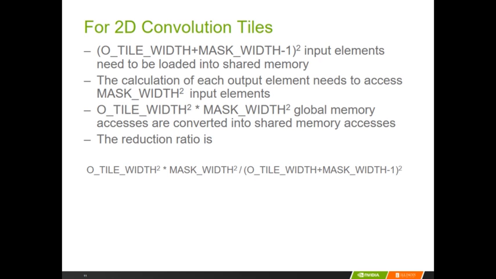So if we take the ratio of the total number of output elements times the total number of global memory accesses, divided by the total number of input elements in the input tile, we get the ratio of the global memory reduction that we're showing in the bottom of the slide.